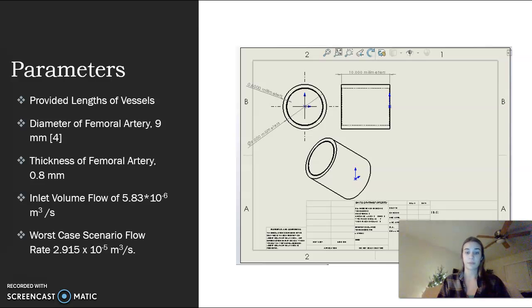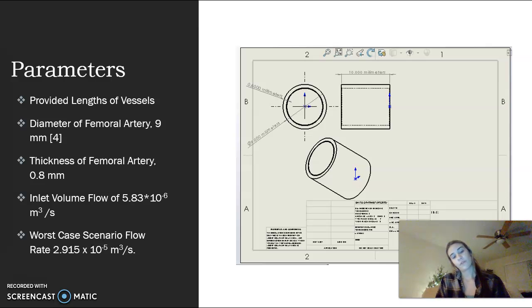So for the parameters of my blood vessel, I was already provided the lengths of the vessel, but I did some research and found the diameter of a femoral artery in an average adult male, which was 9 millimeters. The thickness of the artery I found to be 0.8 millimeters as well, and all of these are just for average adult males, and I'm focusing on the femoral artery.